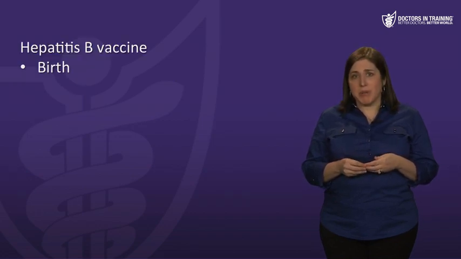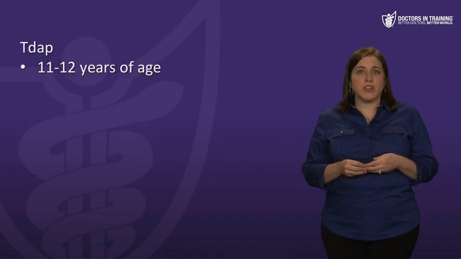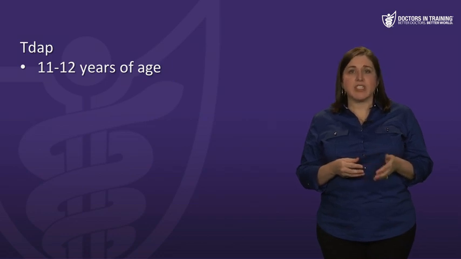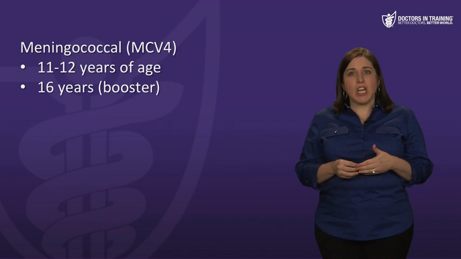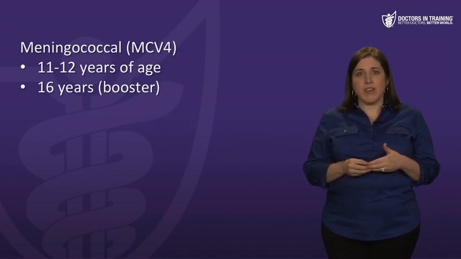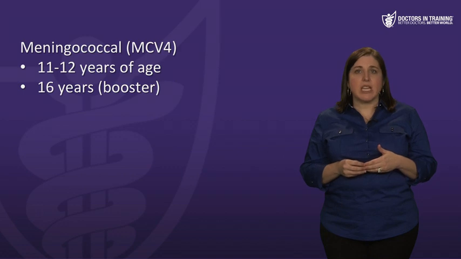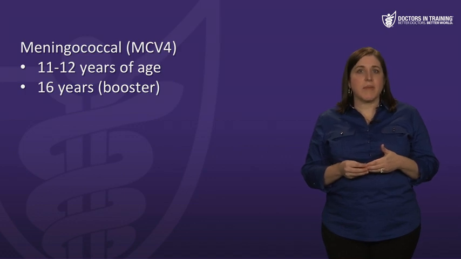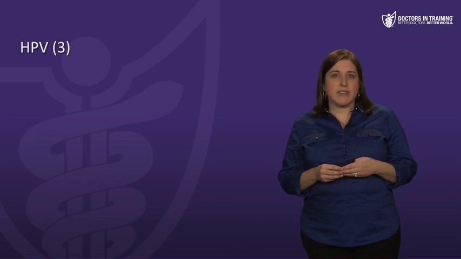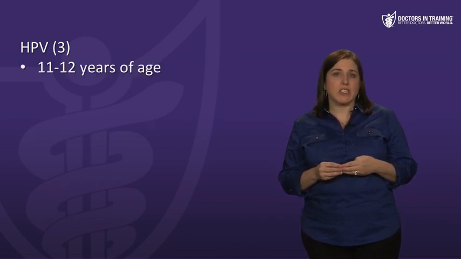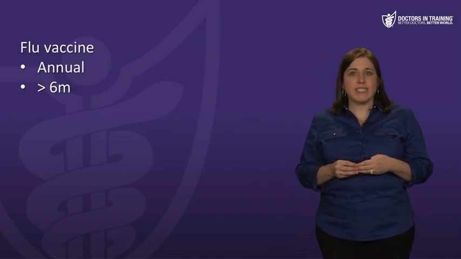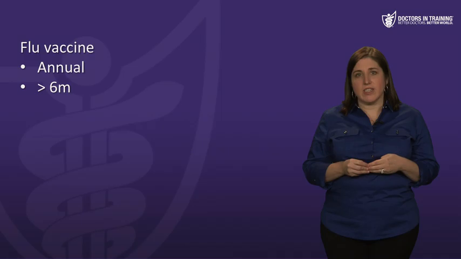There are just a few other highlights I'm going to throw in here. We give hepatitis B at birth. At 11 to 12 years of age, you're supposed to give the Tdap, which is the tetanus, diphtheria, and acellular pertussis, instead of just a tetanus booster. And the meningococcal vaccine is also given at 11 to 12 years of age with a booster at 16. The MCV4 can actually be given after age 2 in kids with asplenia, so that may also be worth knowing. There's also a series of 3 HPV vaccines given to both females and males at age 11 to 12. An annual flu vaccine is recommended for anyone over 6 months of age.